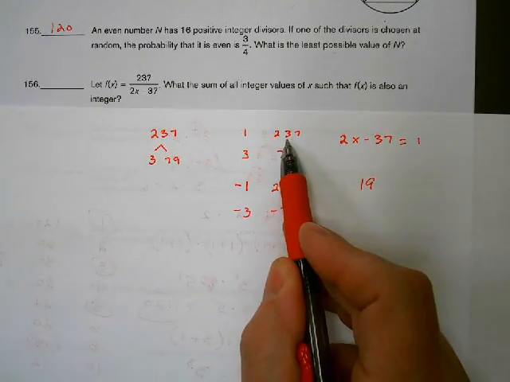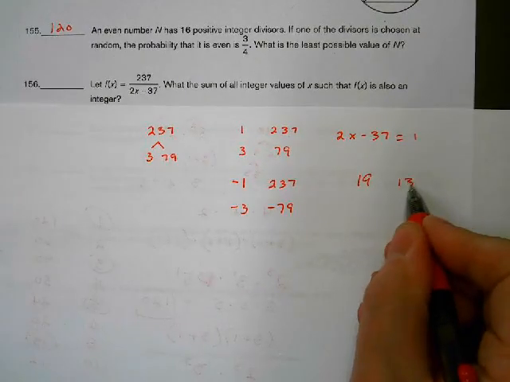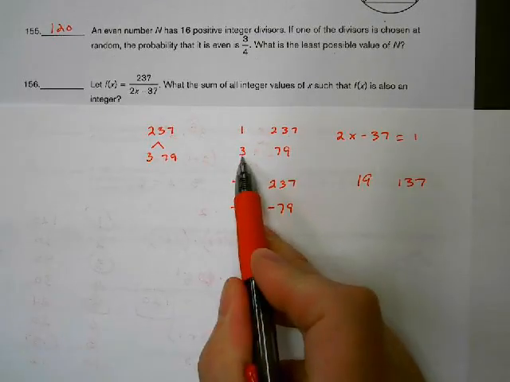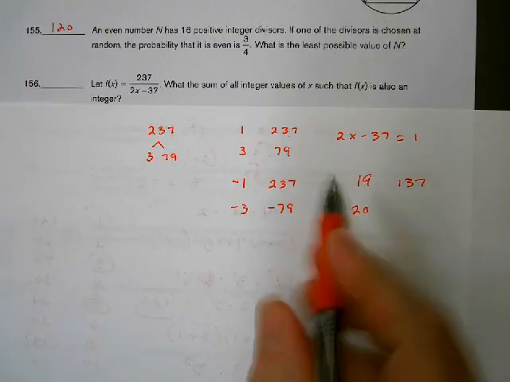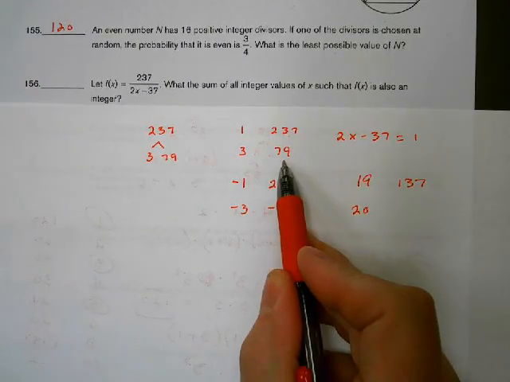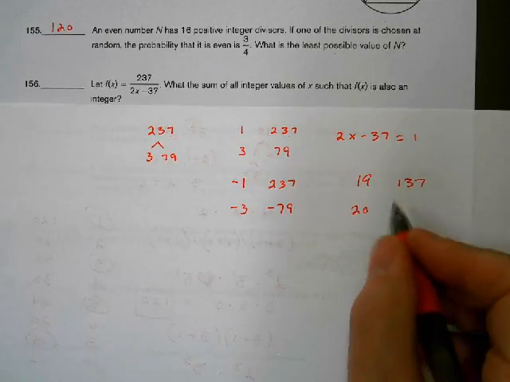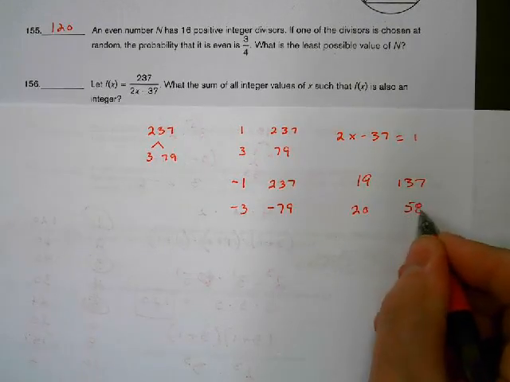Add 37 to this number, I get 40. Divide by 2, I get 20. Add 37 to this number, I get 116. Divide by 2, that's 58. Add 37 to this number, I get 36. Divide by 2, I get 18.